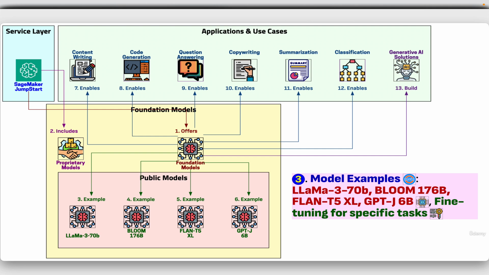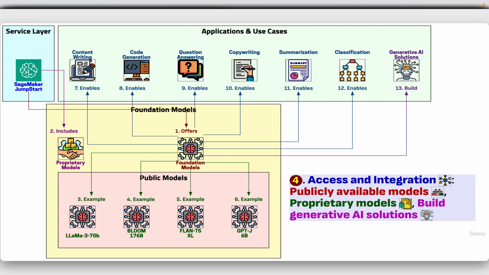Some important examples of these powerful models include Llama 3 70B, Bloom 176B, Flan T5 XL, GPT-J 6B, all of which can be fine-tuned for specific language tasks. I'll be covering all these models in detail in the next few slides. This service allows you to easily access and maintain both publicly available models and proprietary models from other companies to build and integrate your own generative AI solutions.